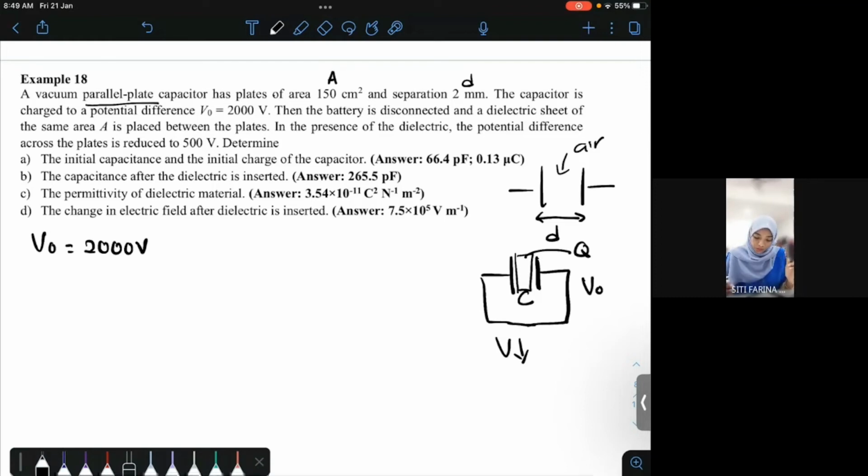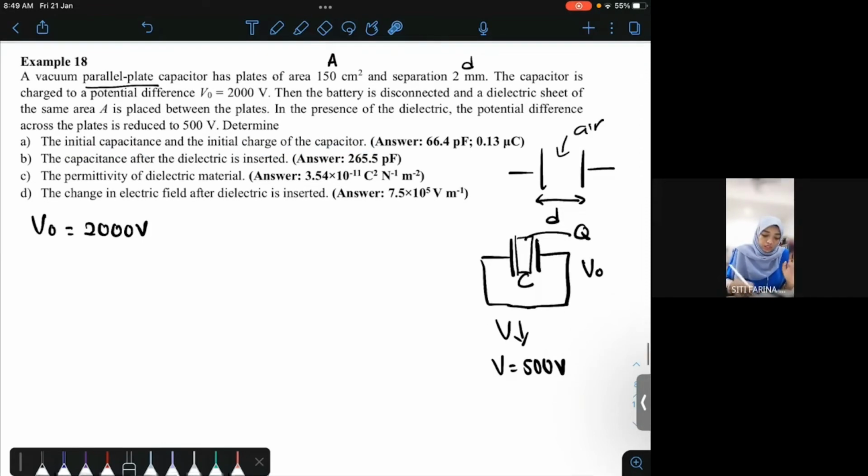Okay, the V is going to drop here. So, V baru kita, V with dielectric adalah 500. Dia kata reduce to. Determine the initial capacitance and initial charge on the capacitor. So kita nak cari nilai C dan juga nilai Q. Initial when it is filled with air.